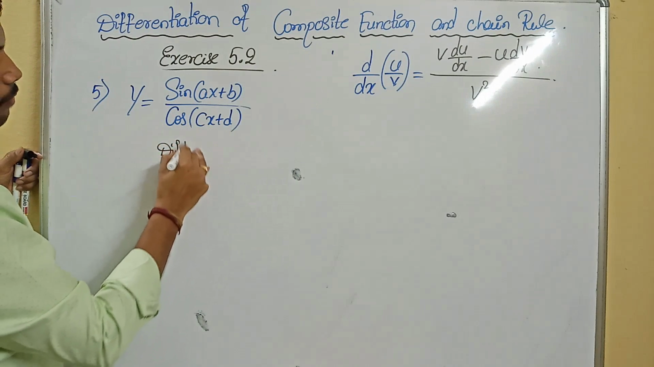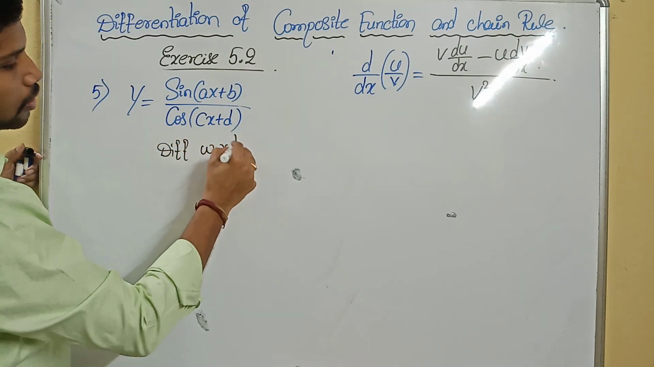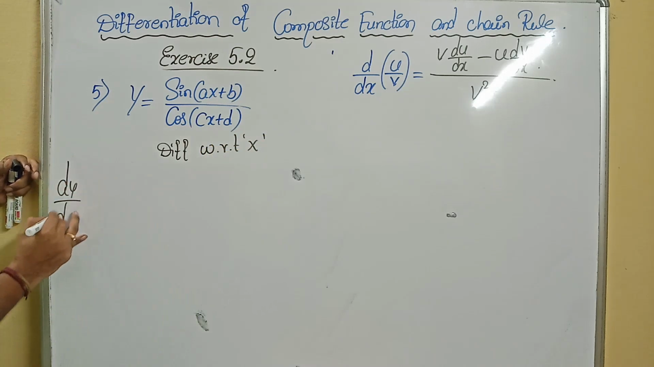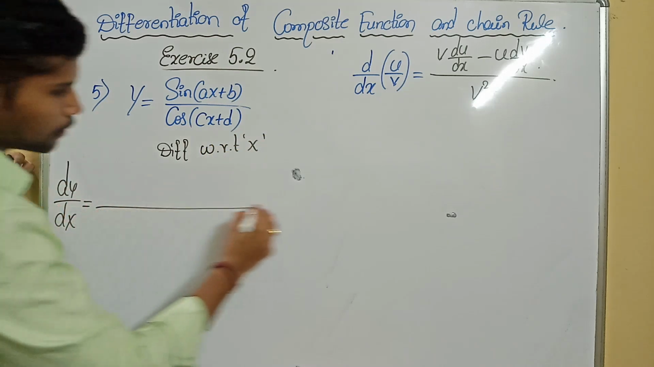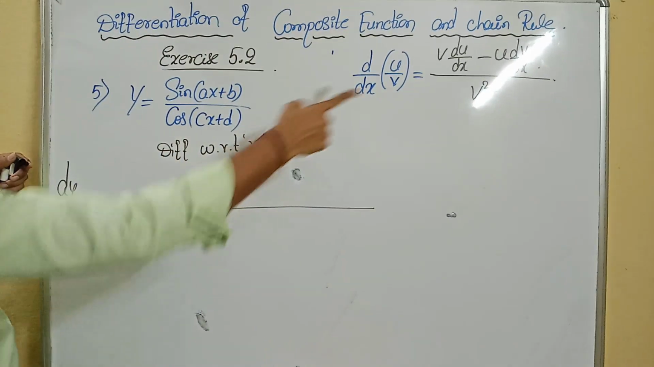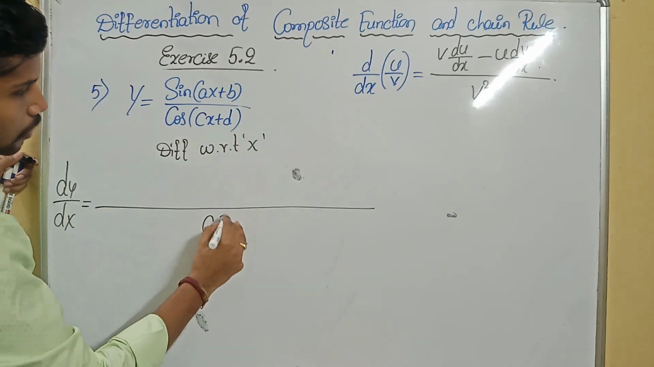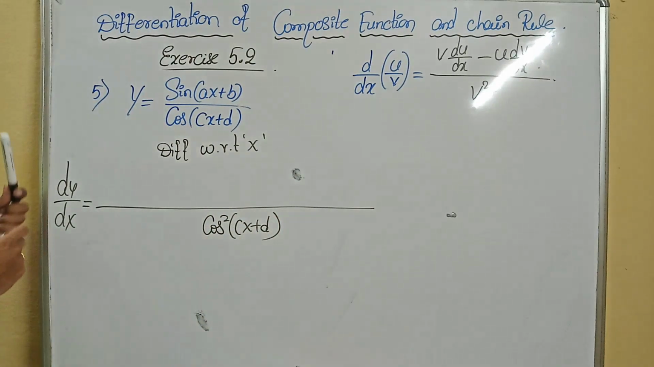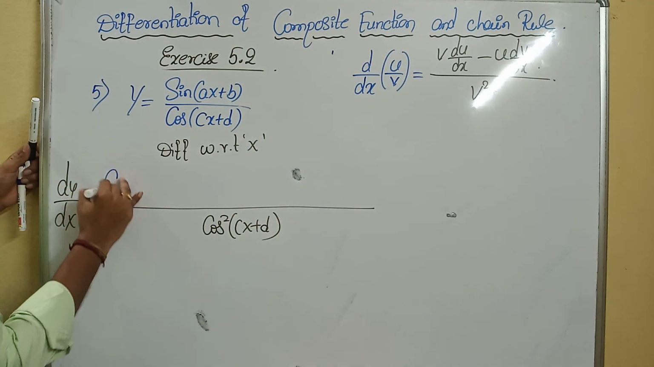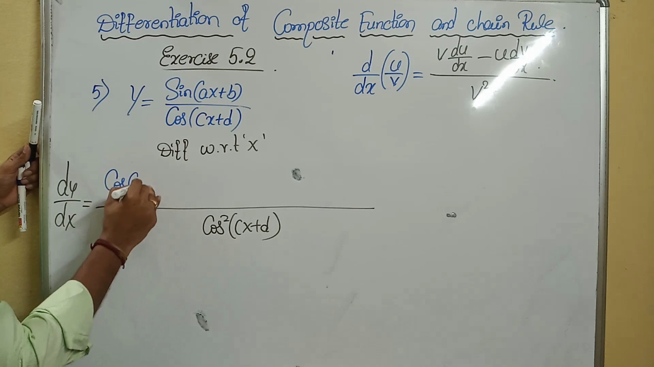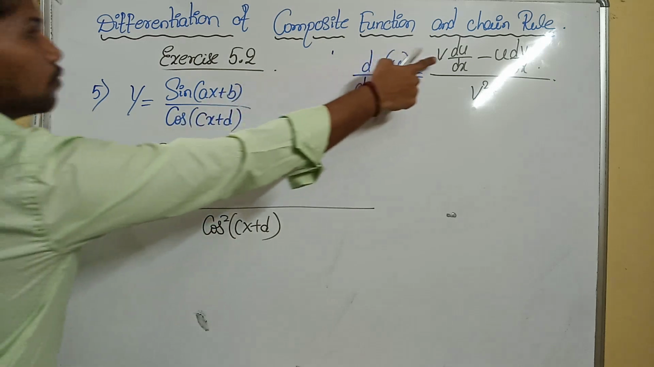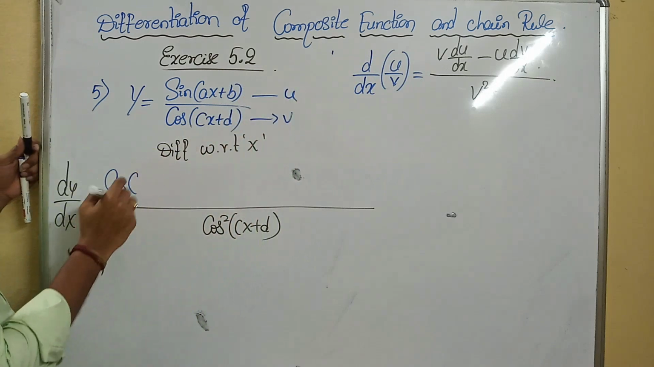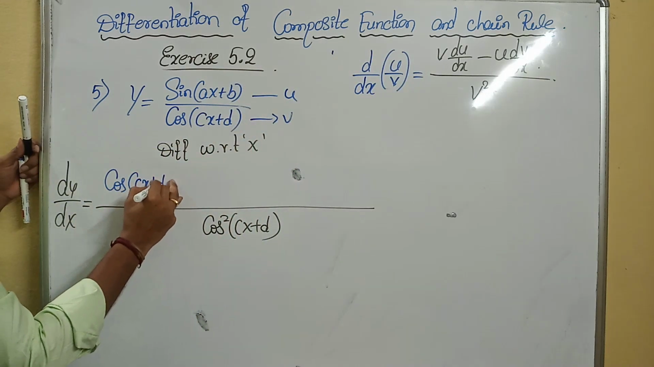First I'd like to write differentiating with respect to x. How I have to write the function, dy by dx. Okay, now in this one, first of all, what they told, denominator square, cos square of cx plus d. Is it clear? Then after this one, it will be cos of denominator as it is, v as it is. This is v, this is u. Okay, v as it is, cos of cx plus d.